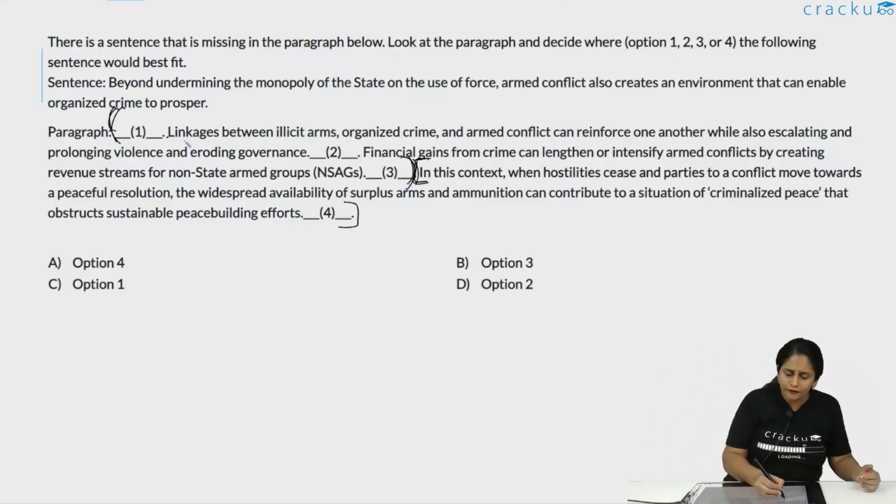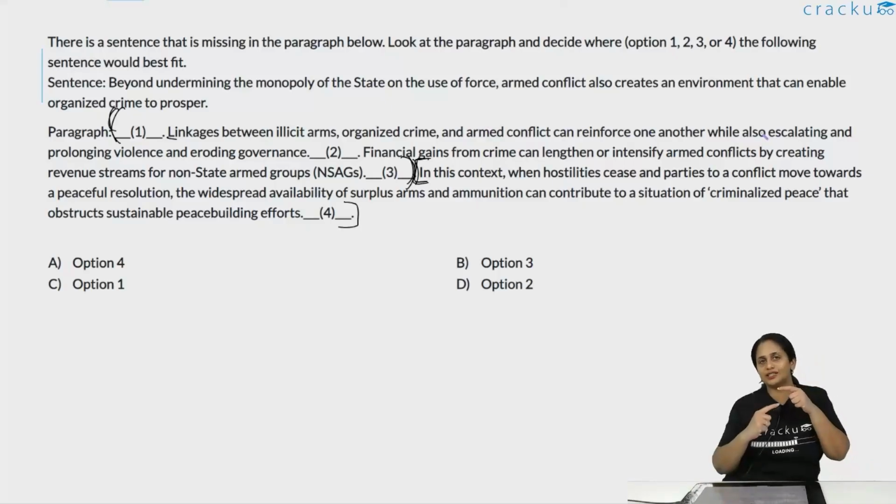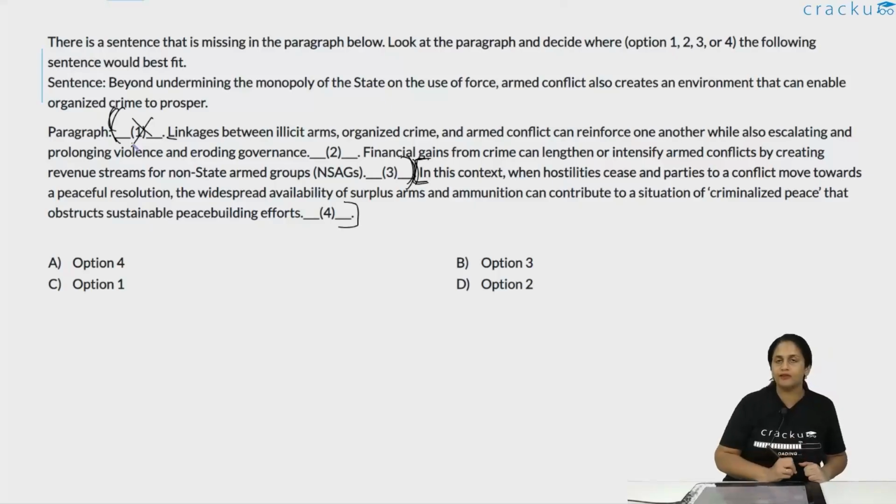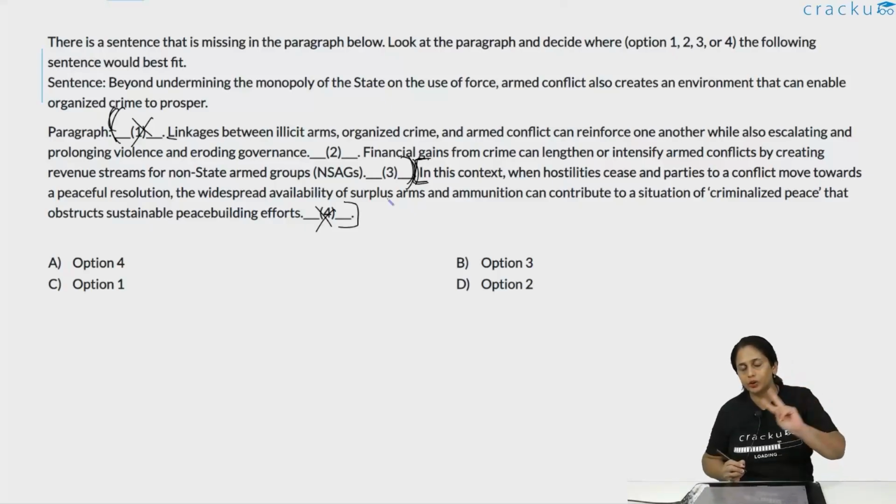So over here, firstly this line should be there, which essentially tells you that these two are linked and they help each other. So this given sentence cannot fit in 1. Firstly, it cannot fit in 4 because we have identified it should be in this part. So that basically means it should be between 2 and 3.